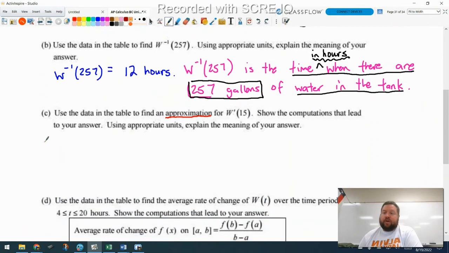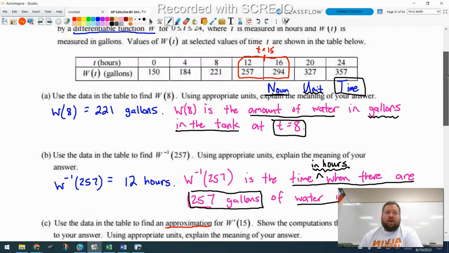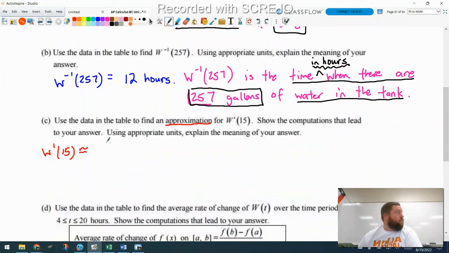Okay, so W prime of 15 is approximately equal to. You almost never get points taken off for doing a straight equal sign, but anytime it's an approximation, you really should do a wavy equals. So that's what I'll be doing when we do approximations. All right, 294 minus 257, and then divided by 16 minus 12.